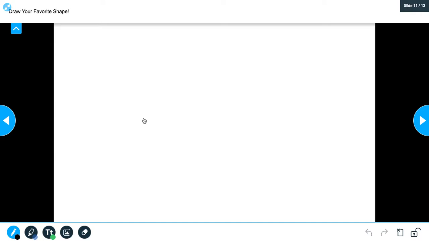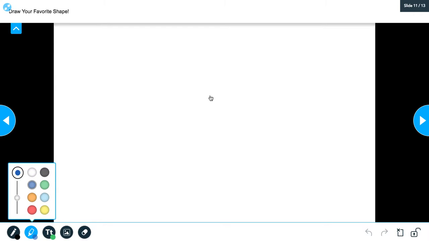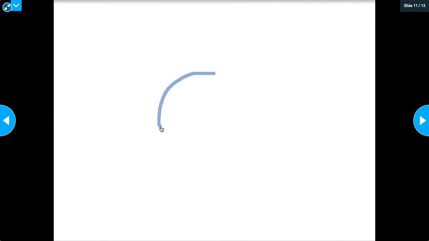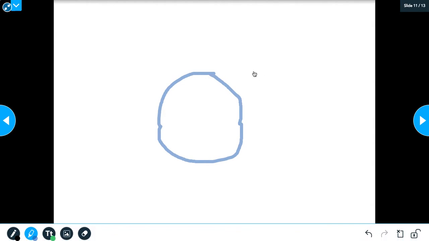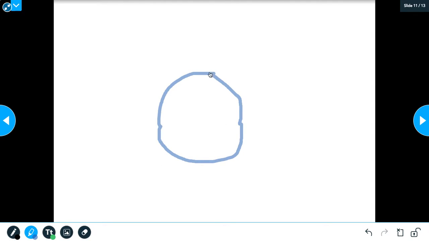On the next slide, you're going to express to the students that this is their own activity. They get to draw their favorite shape. Make sure that they are not drawing anything else besides a square, circle, rectangle, or triangle. So for here, I'm just going to draw a circle. This is a very bad circle, and I am not very artistic, but you get the gist of it.